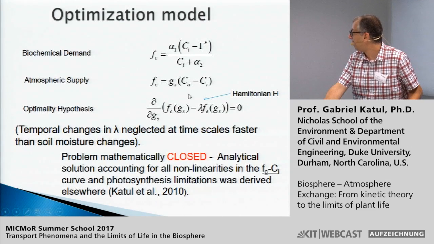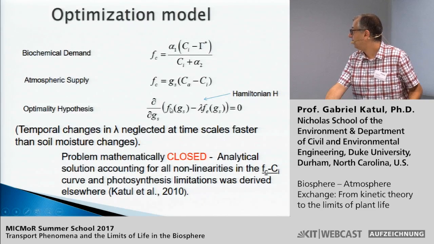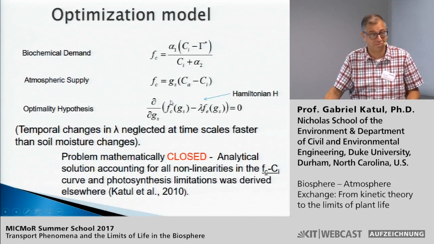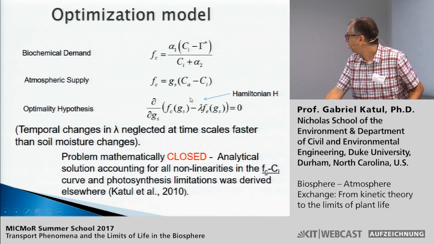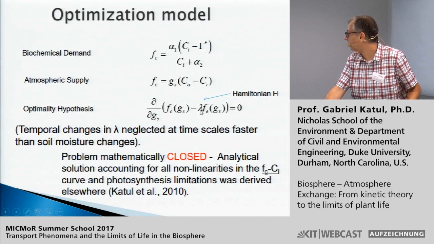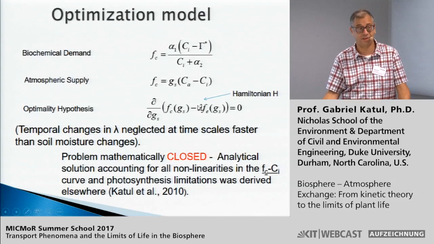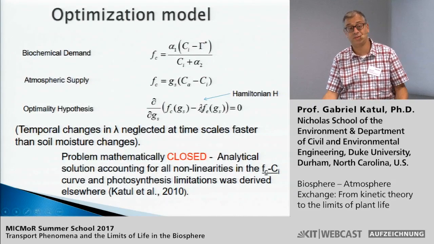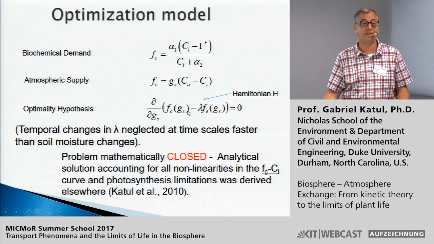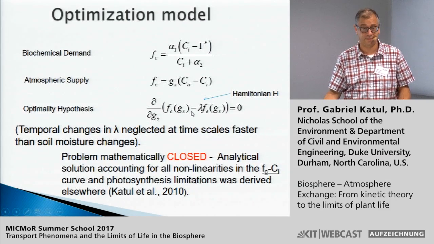If we add this optimality hypothesis of maximizing the Hamiltonian with respect to the control variable, then the problem can be mathematically closed. Okay? So that's an interesting result. But that makes the assumption that the Lagrange multiplier, which is essentially needed for this optimization problem, needs to be at least constant. If it is going to vary, it has to vary on time scales much slower than the time scales at which stomatal conductance changes. Okay?